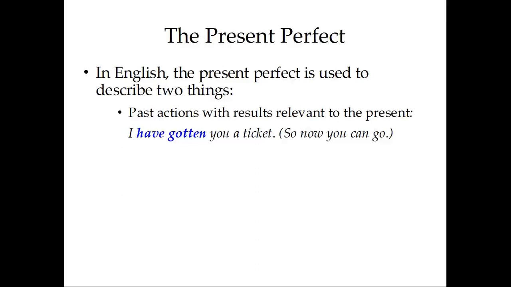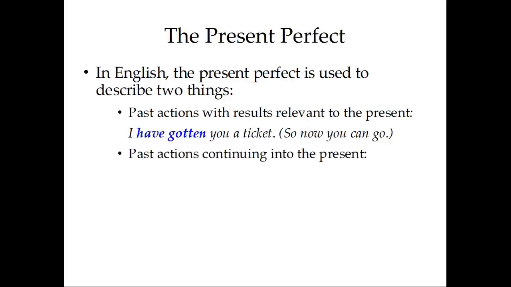And in English, the present perfect is formed fairly straightforwardly. We have our helping verb, have, and that's really our main verb that we're going to conjugate there. And then we have the past participle of the verb that we're really interested in, which is in this case, get. So I have gotten would be the way we form the present perfect of the verb get in English.